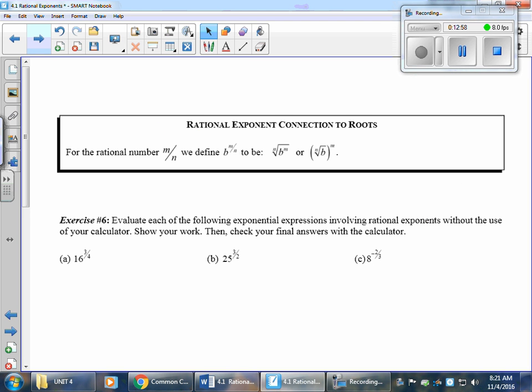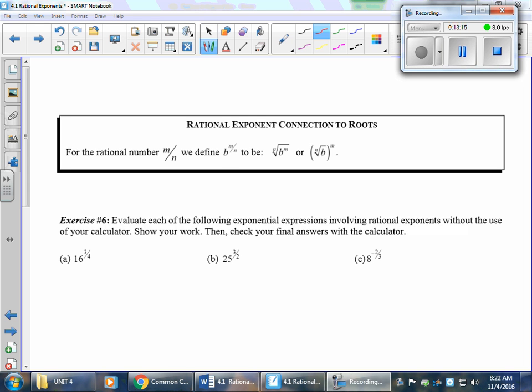So, I have another definition here for you to put on an index card. Rational exponent connection to roots. For the rational number m over n, we define b to the m over n to be, and this is what we were just talking about, the nth root of b to the m. Or you can rewrite it as the nth root of b and then the whole thing raised to the m power. It does not matter which one you do first. You'll see how the numbers will kind of decide which one you should do first.